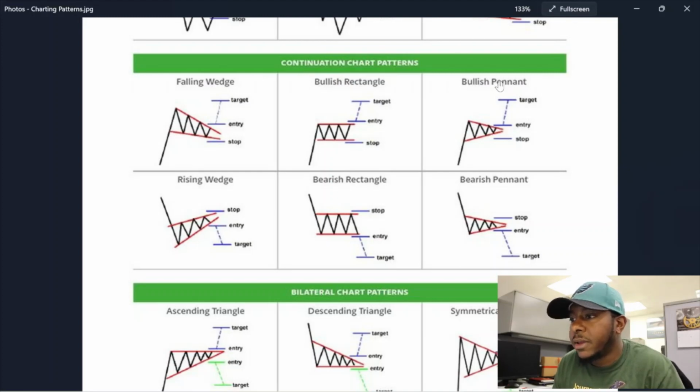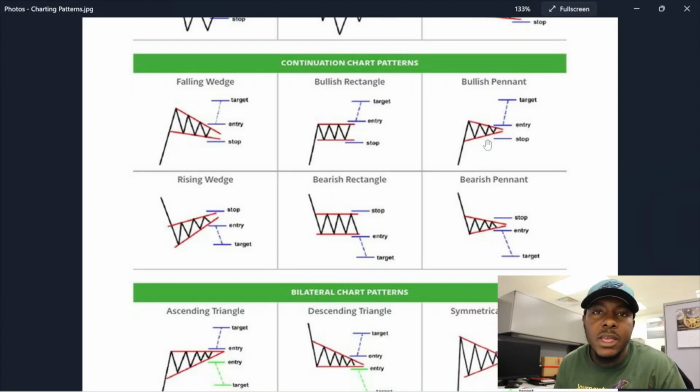Have a bullish pennant. Now, bullish pennant for me is sometimes hard to recognize because it looks very similar to the wedge. Only thing is, you see it has a smaller trading price range. So you can get confused between this bullish pennant or a rising wedge or a falling wedge. And I don't really trade this one. I don't try and figure it out often.